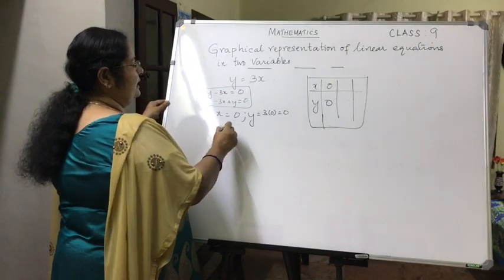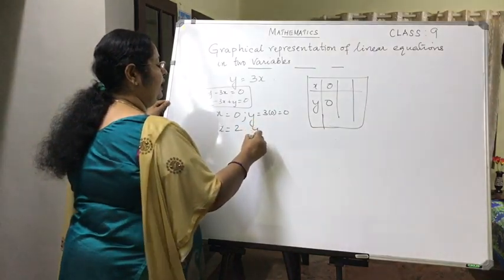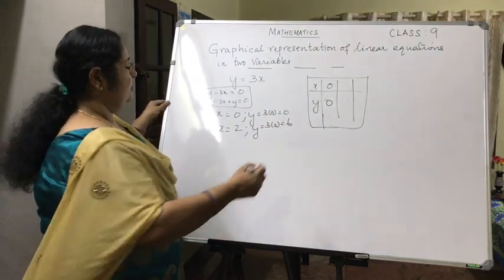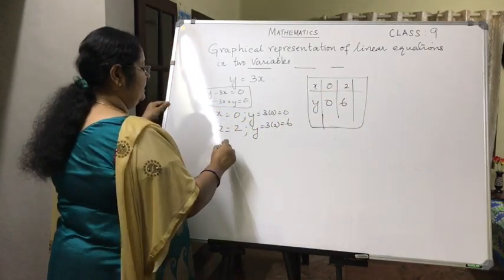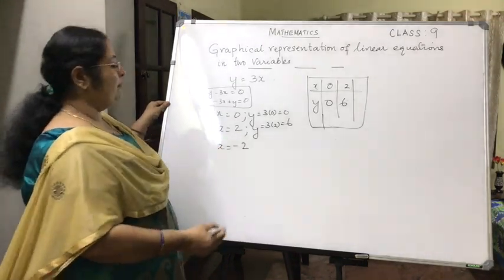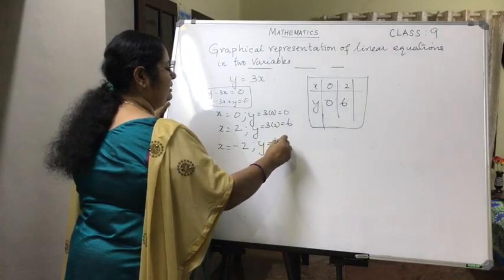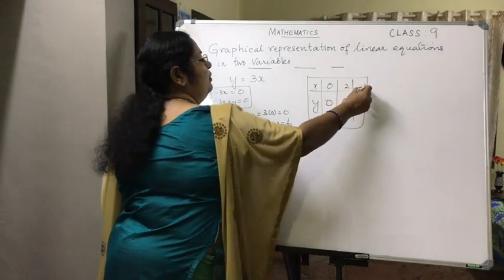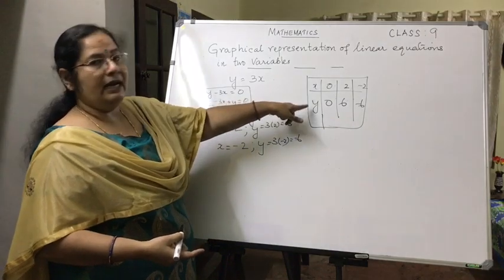Next, when x equals, say, 2, x is 2. What is the value of y? Y will be equal to 3 into 2, 6. So x is 2, y is 6. Now when x is equal to say minus 2, y will be equal to 3 into minus 2, which is equal to minus 6. So x is minus 2, y is minus 6. Now we will be plotting the graph for this.